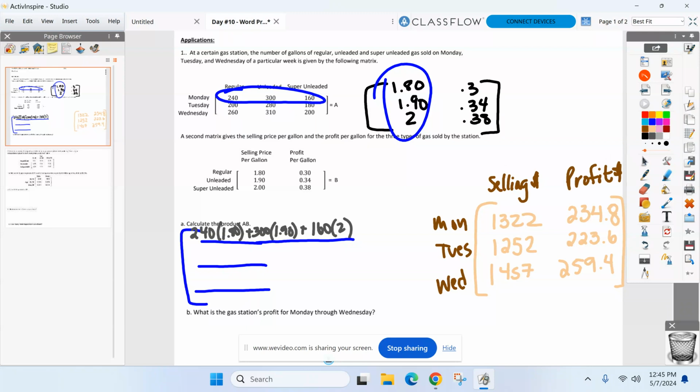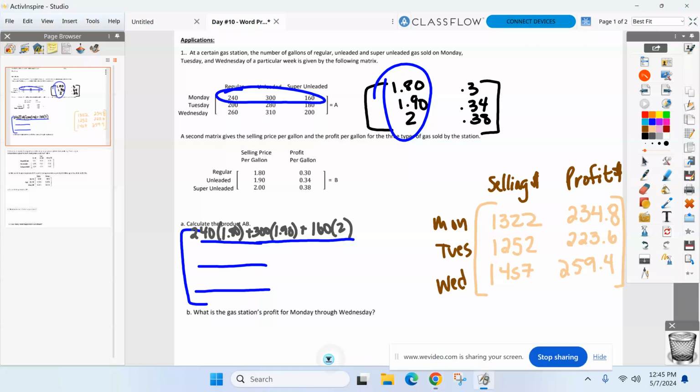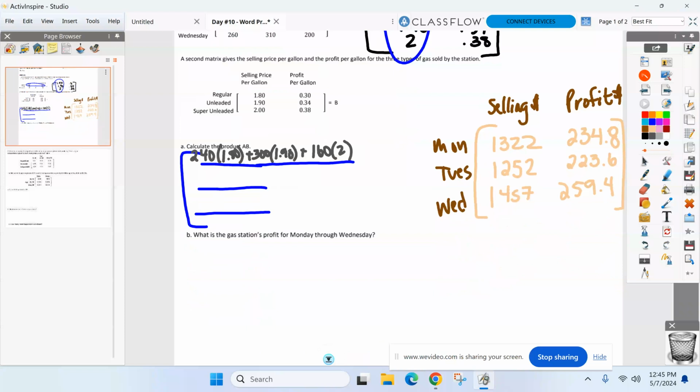Rows in matrix 1 were all days. Columns in matrix 2 were the selling price and the profit per gallon. Now watch how easy it is to answer. What was the gas station's profit Monday through Wednesday? So what do you want? It's just not one number, is it? So what do you want me to add up here? Monday through Wednesday's profit.